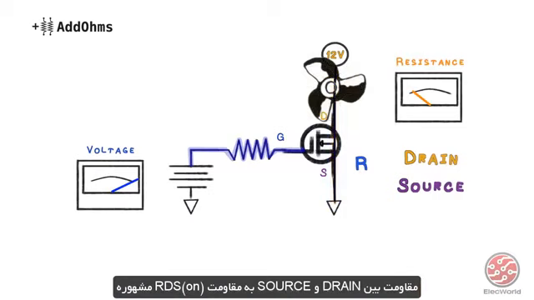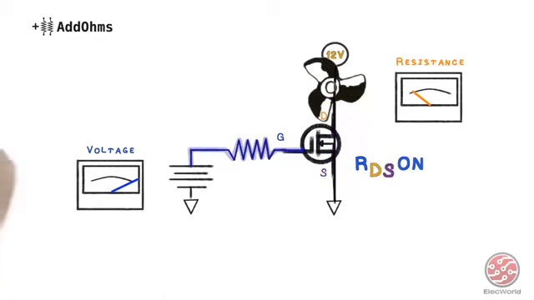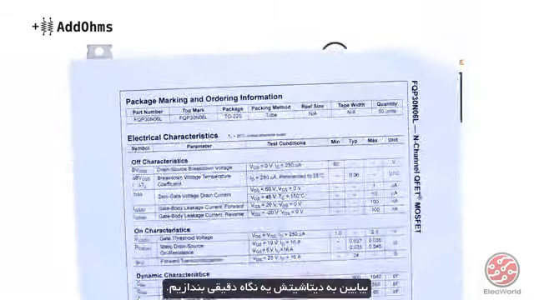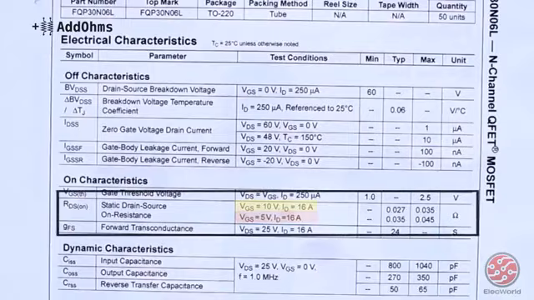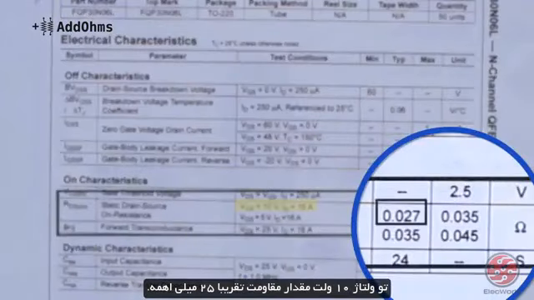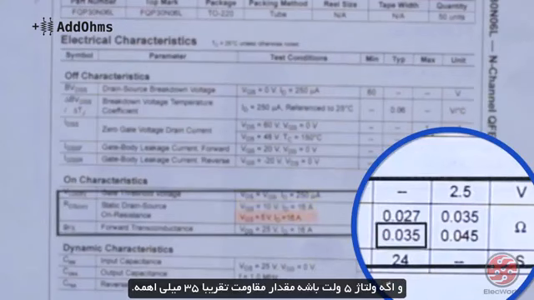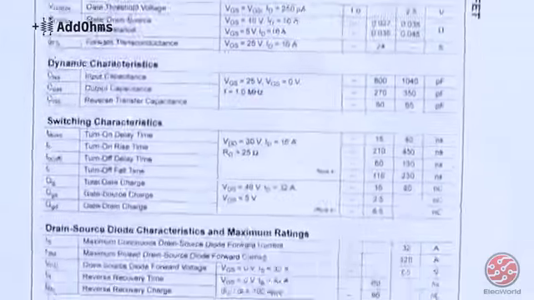Since the resistance is between the drain and source, it is known as RDS on, and can always be found in the MOSFET's datasheet. For example, this is a FQP30N06L. Let's take a look at its datasheet from Fairchild. We can see that RDS is given for two different voltages from gate to source. At 10 volts, the on resistance will be about 27 milliohms. And at 5 volts, the on resistance is only about 35 milliohms. That's pretty small when you think about it.